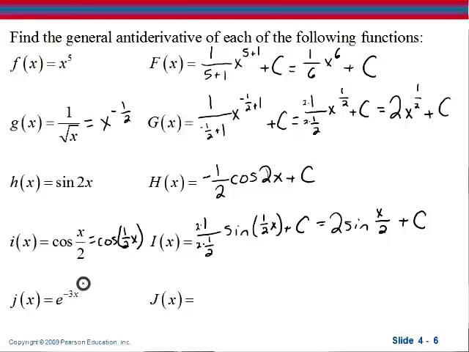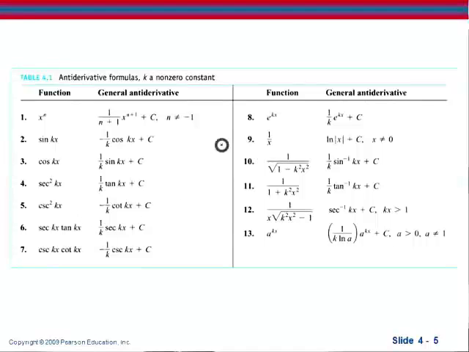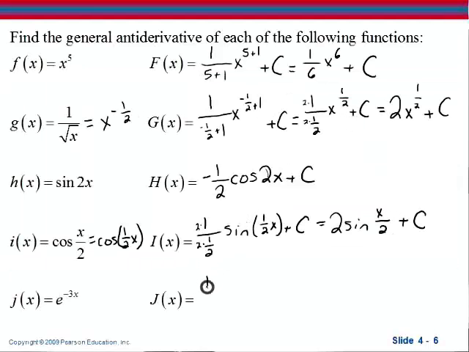Now let's look at this one, e to the negative 3x. And let's go back to our formulas again. E to the kx is 1 over k, e to the kx plus c. So that's going to be 1 over k, and our k is negative 3, e to the negative 3x plus c. Now we generally don't leave a negative in the denominator, so I'm just going to pull that out into the front. So that's negative 1/3, e to the negative 3x plus c. Because here the derivative of e to the x is e to the x. So e to the negative 3x would be e to the negative 3x times the derivative of negative 3x, which is negative 3.